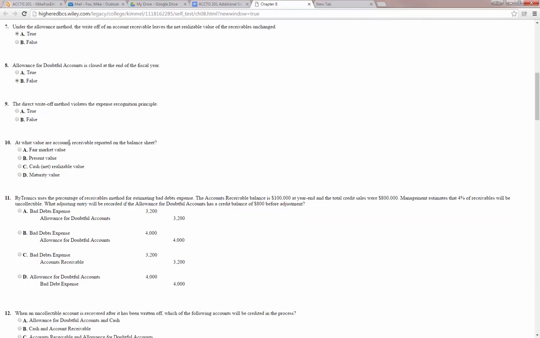Number 9, the direct write-off method violates the expense recognition principle. That's true because we write the things off as an expense in a period different from when we earned the revenue, and that will throw us off. Number 10, at what value are accounts receivable reported on the balance sheet? We're going to call it the net realizable value.